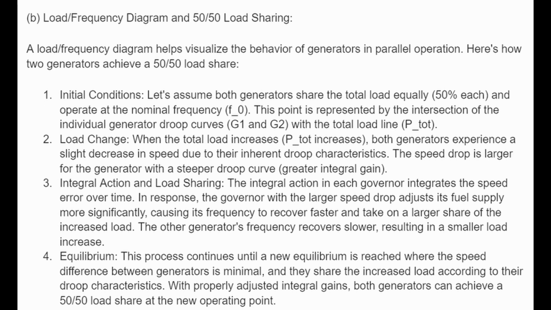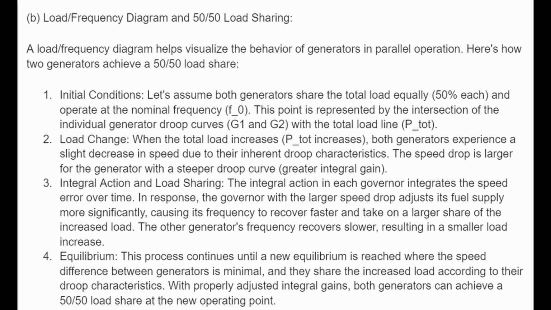2. Load change. When the total load increases, P tot increases, both generators experience a slight decrease in speed due to their inherent droop characteristics. The speed drop is larger for the generator with a steeper droop curve, greater integral gain.